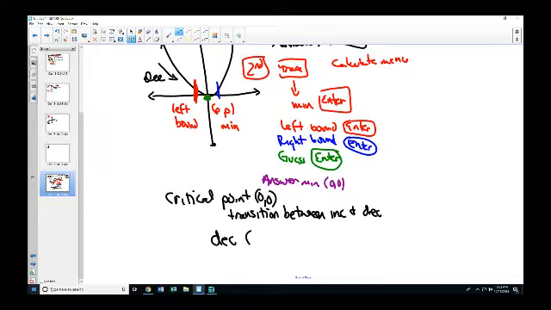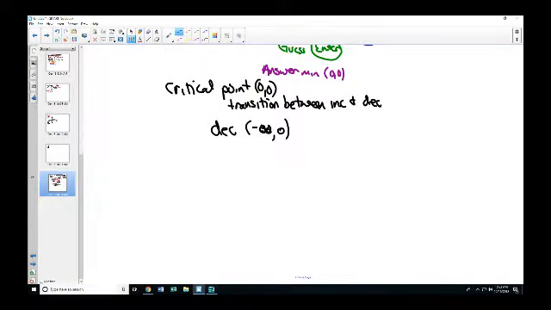Okay, if I were way out here, what would I call that? Negative infinity to where? Where does the decreasing stop? 0. That is messy. That's called interval notation.